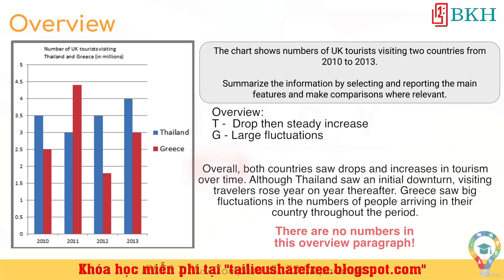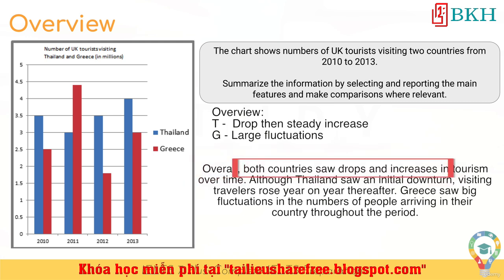I began my overview with the word "overall", and I recommend this as a great piece of vocabulary to start your overview. In my first sentence, I made a quick comparison between both countries and said they both saw drops and increases. My second sentence gave a quick summary of the major trends for Thailand, and my third sentence summarised what happened to Greece over the 4-year period. And that's it. That's all I wrote for my overview.